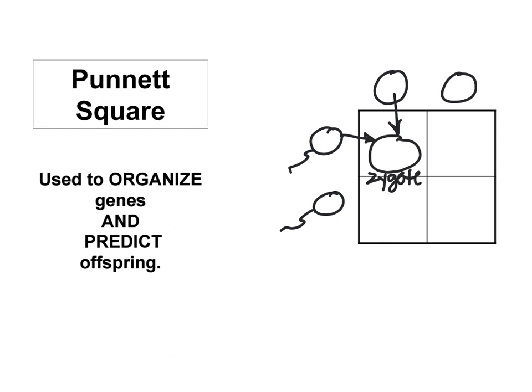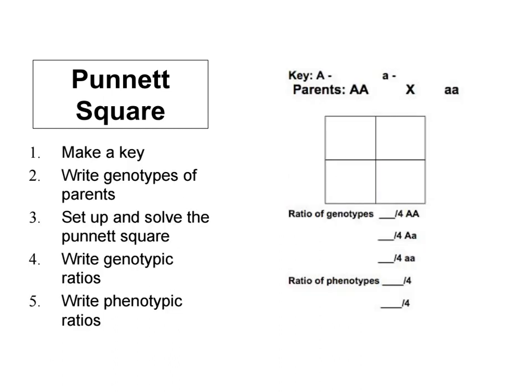So move to the second page of your notes and find example 1. This is the example that we're going to use to walk through how we use the Punnett square. If I want to predict the offspring from two particular parents, a Punnett square is very useful.